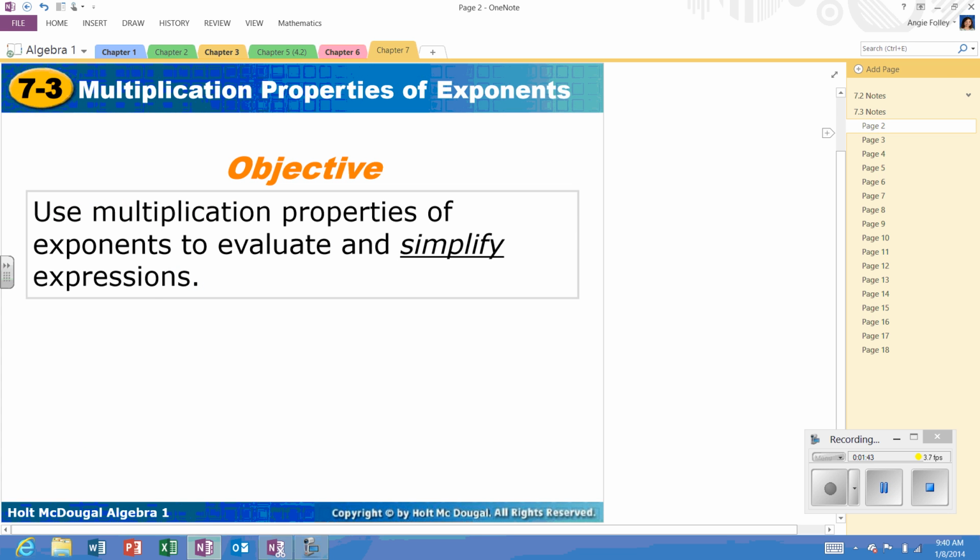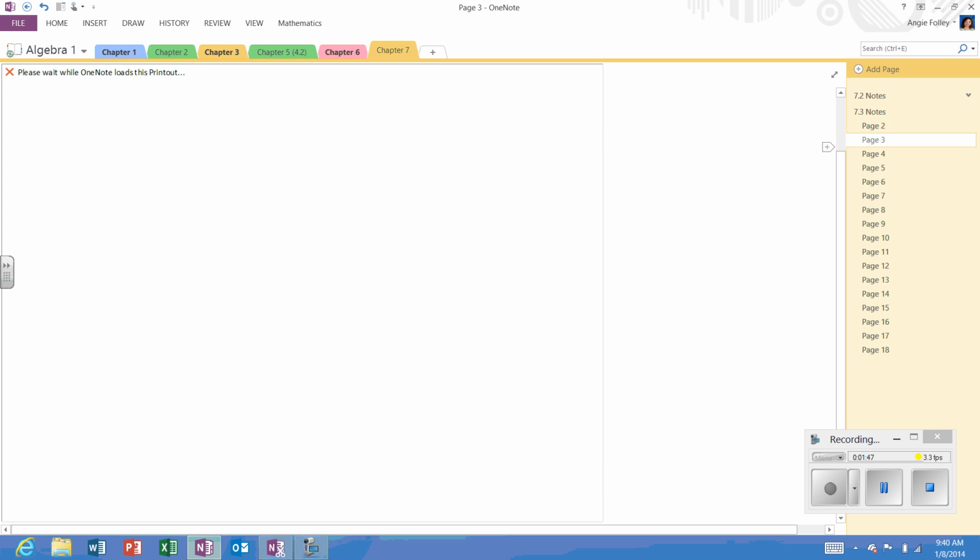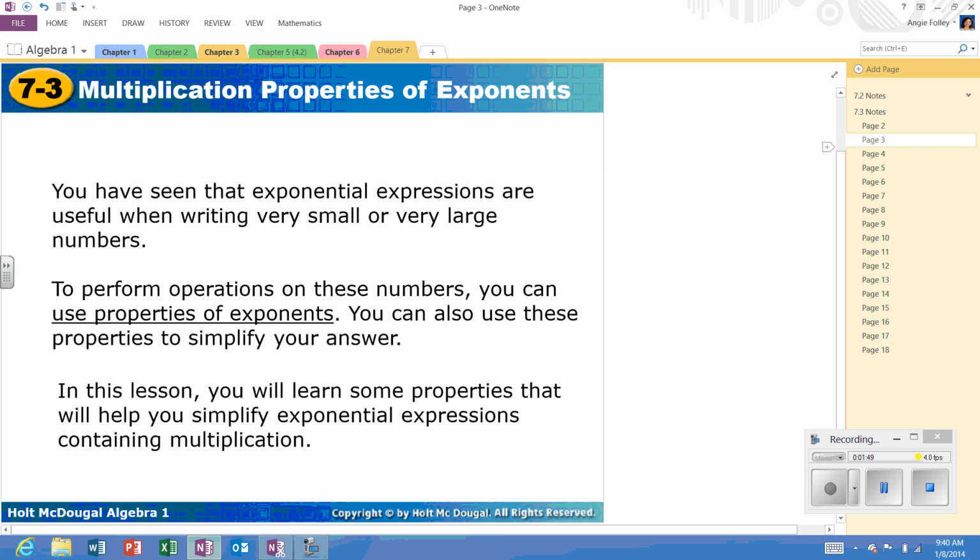So today we're going to look at using multiplication properties of exponents to evaluate and simplify expressions. You have seen that exponential expressions are useful when writing very small or very large numbers. So we did that yesterday with scientific notation. To perform operations on these numbers, you can use properties of exponents. You can also use these properties to simplify your answer.